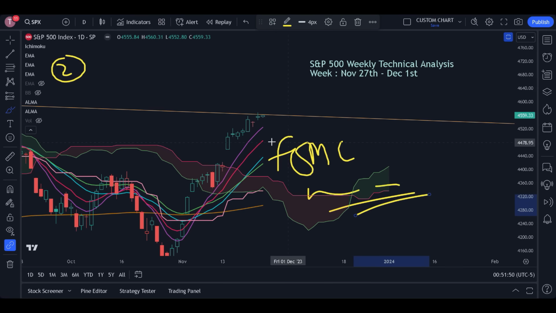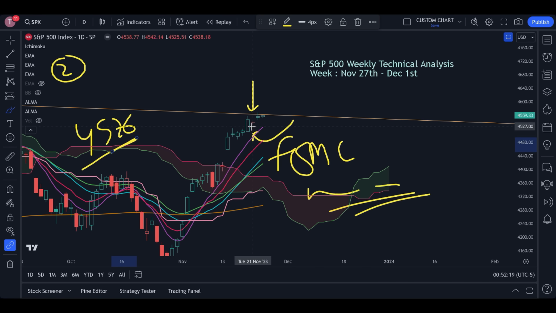On 21st of November, we saw a very limited movement. First of all, there was a gap down open, and then a very limited movement. But the beauty of the movement on 21st of November was that the S&P 500 came down, hit 4,526, and then it retraced.